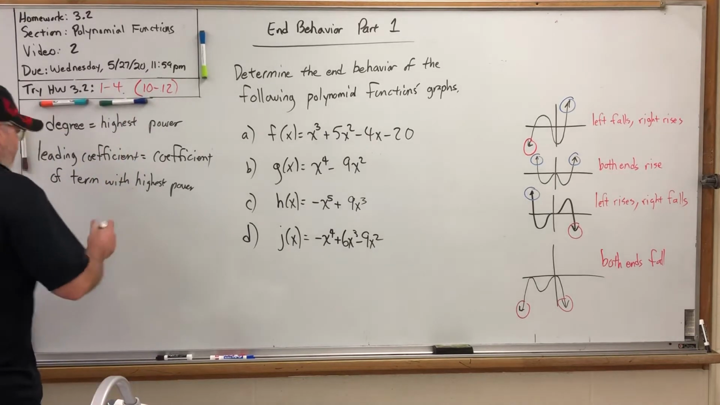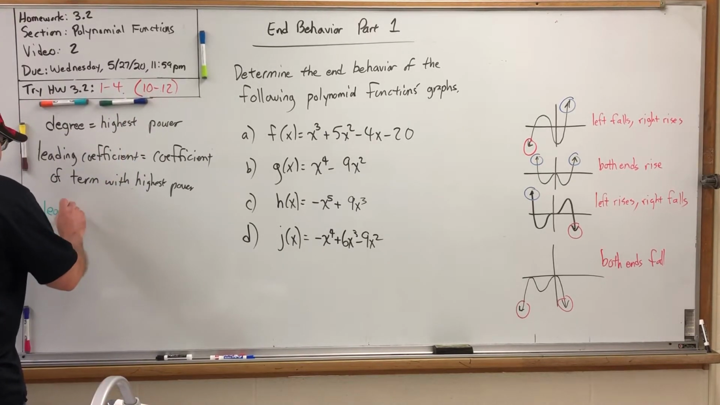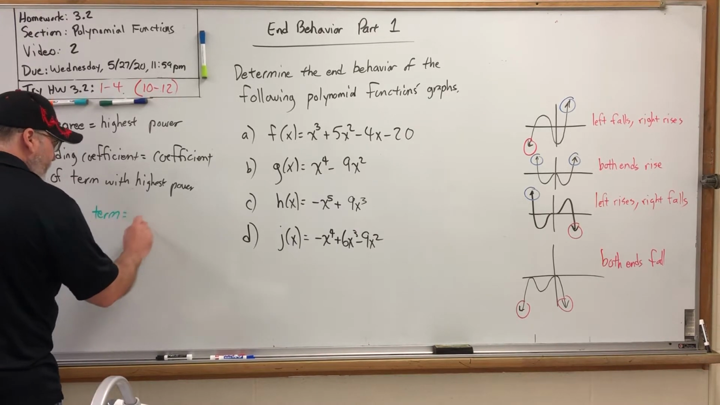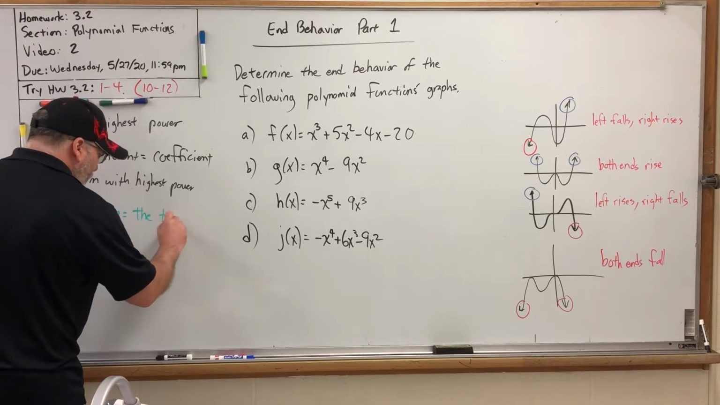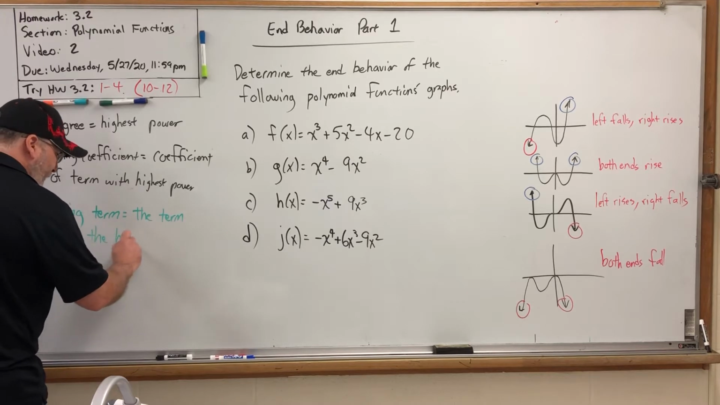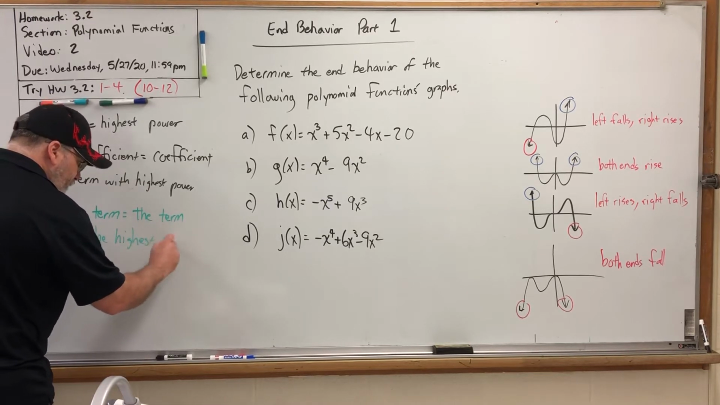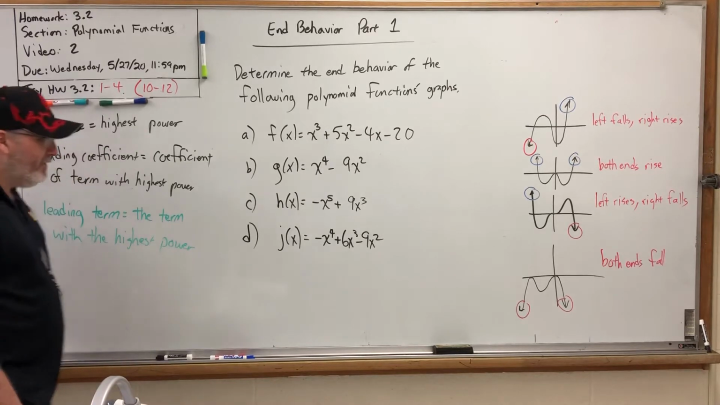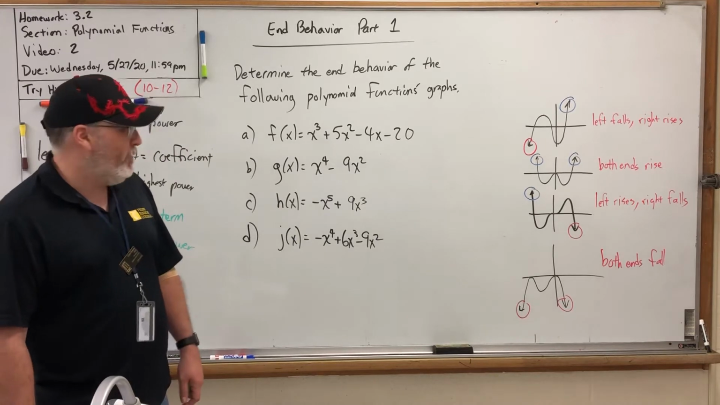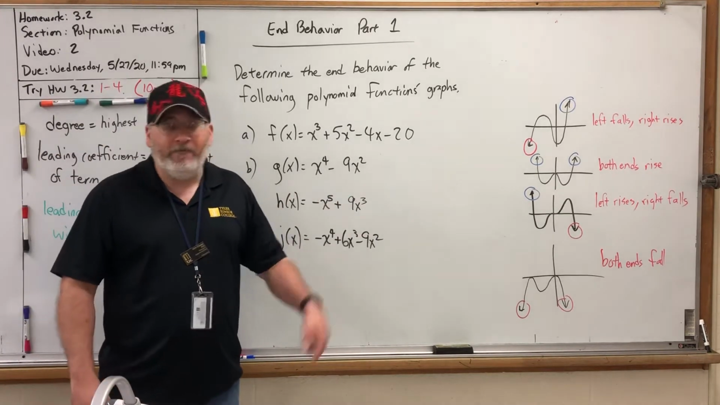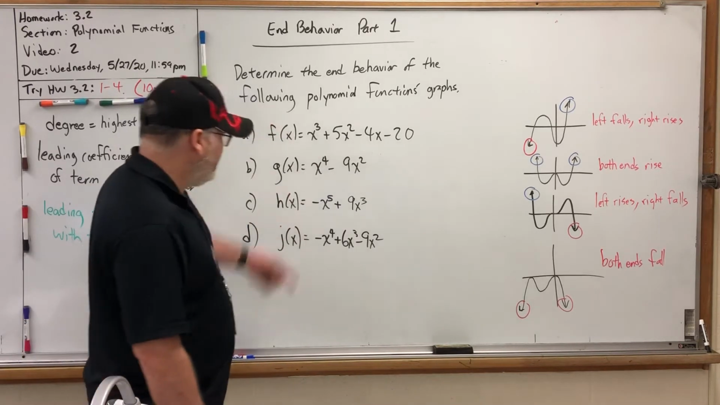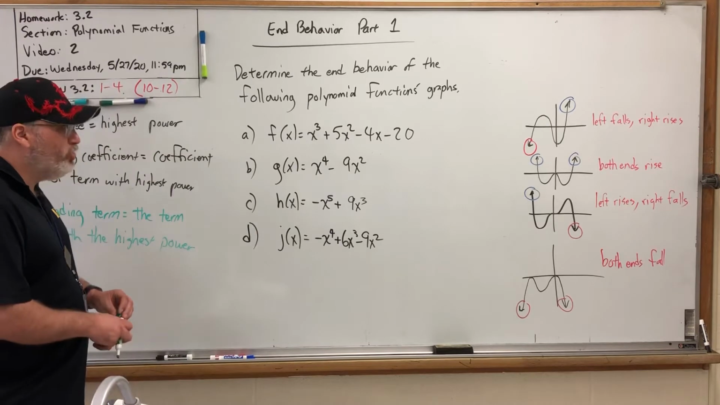I don't think I've actually defined a leading term. Here I have the definitions for degree and leading coefficient. But the leading term is the term with the highest power. And it is typically at the beginning of the polynomial function. It doesn't have to be. If I wanted to be tricky, I could mix them up and you would have to go find the leading term by looking for the one with the highest power. But in this case, they're all at the beginning of each polynomial function.